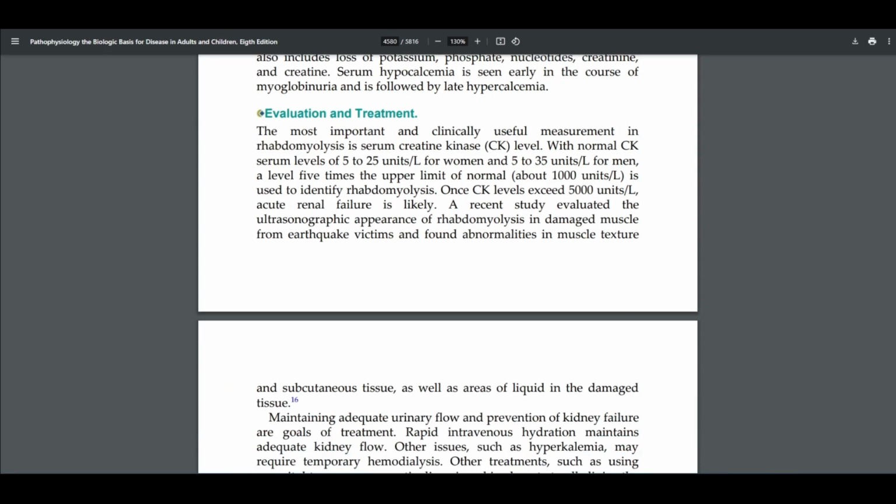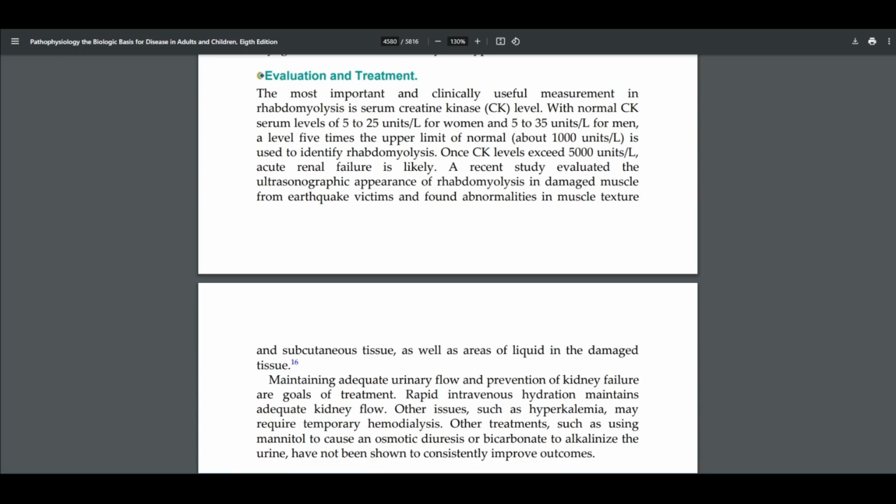So, what is the evaluation and treatment? The most important clinical manifestation and useful measurement in rhabdomyolysis is serum creatine kinase level. With normal CK serum levels of 5 to 25 units per liter for women and 5 to 35 units per liter for men, a level 5 times the upper limit of normal is used to identify rhabdomyolysis. Once CK levels exceed 5,000 units, acute renal failure is likely.